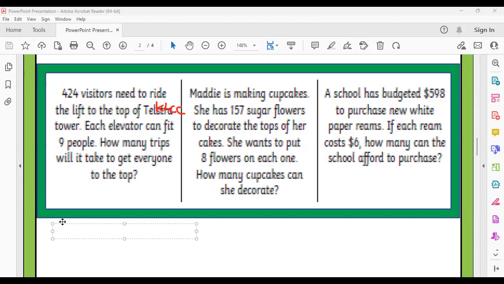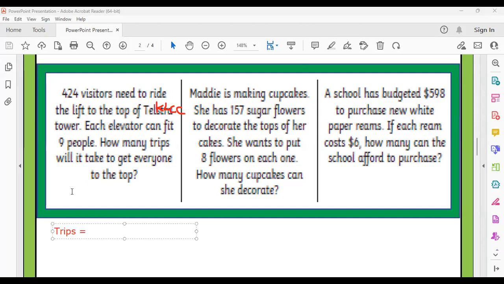Two things. One is elevator, visitors, people, or trips. The word is trips. The question is asking how many trips, so trips is your variable. How many trips is it going to make? Now, how do I find that?